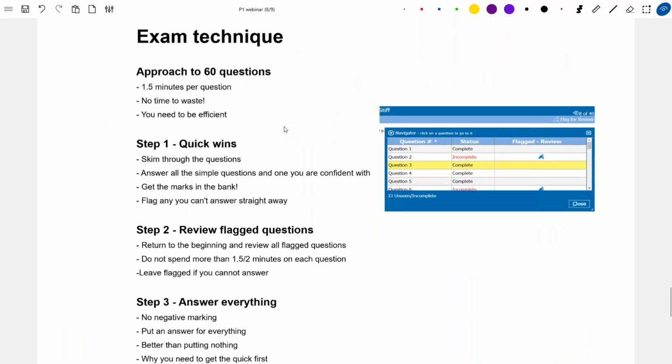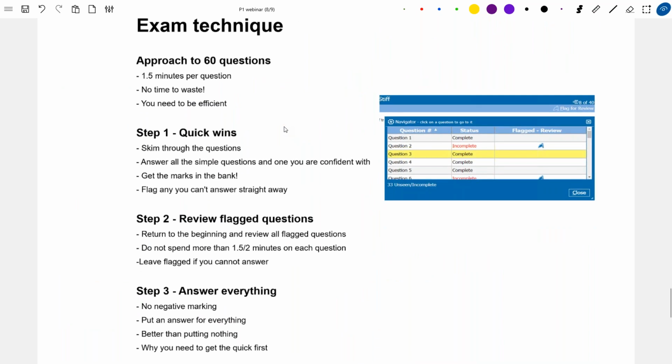So a quick word on exam technique. There are 60 questions in the exam and 90 minutes. That gives an average of 1.5 minutes per question, so not much time to waste, and efficiency is key. However, rather than try to dedicate 1.5 minutes per question, I'd recommend skimming through the questions, answering the easier ones, and then flagging up the ones you think are going to be more difficult for review.